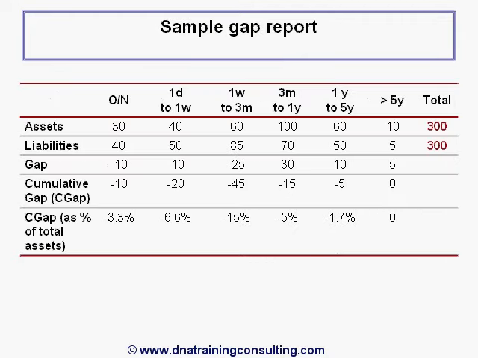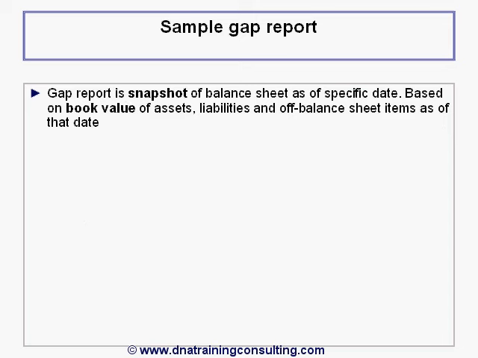We show here a typical gap report. A gap report is a snapshot of the institution's balance sheet as of a specific date. It is based on the book value of assets, liabilities, and off-balance sheet items as of that date.